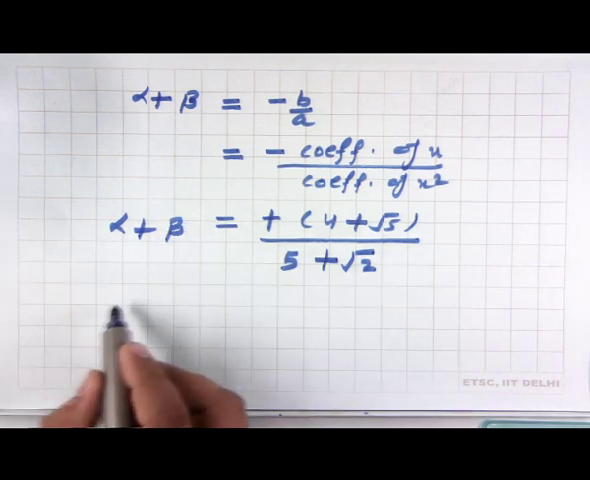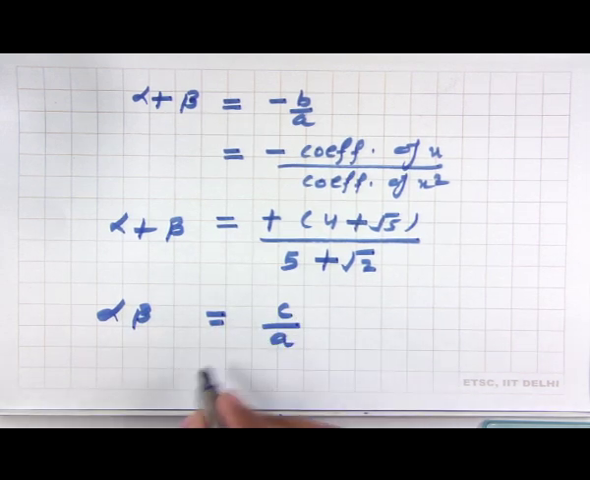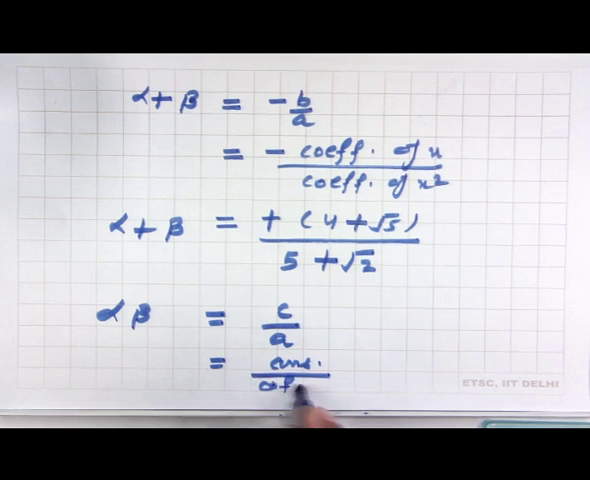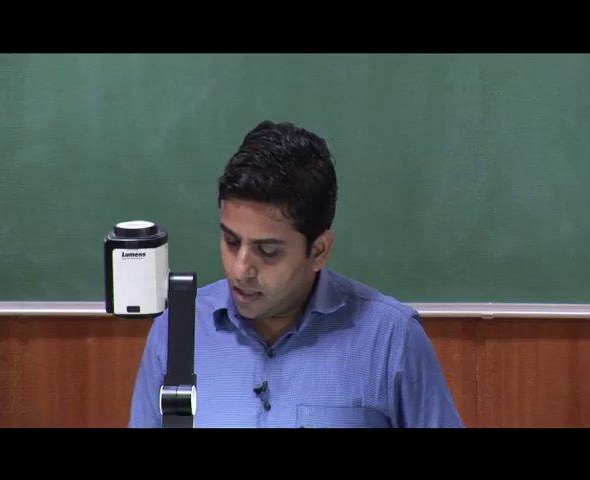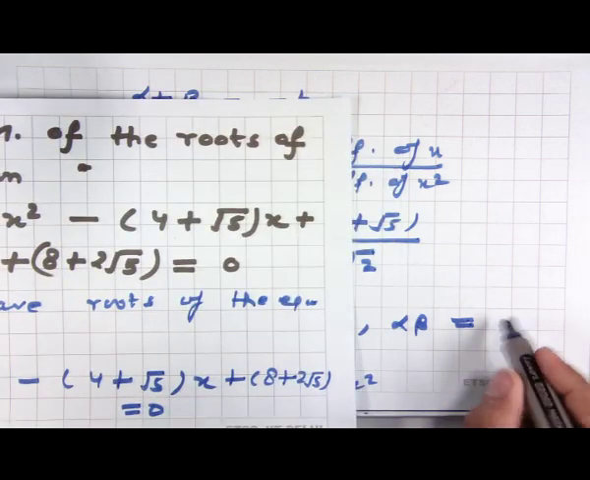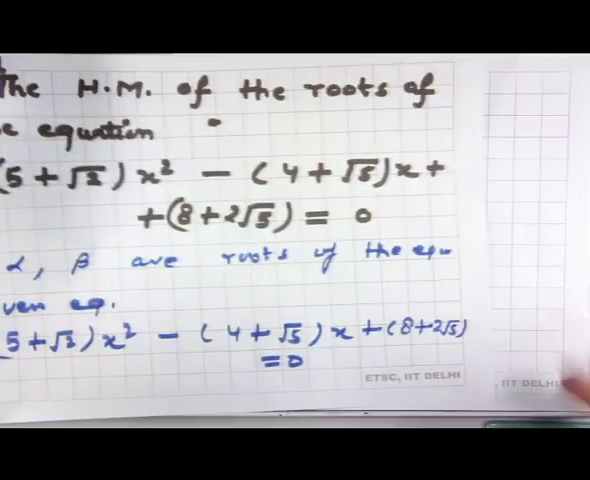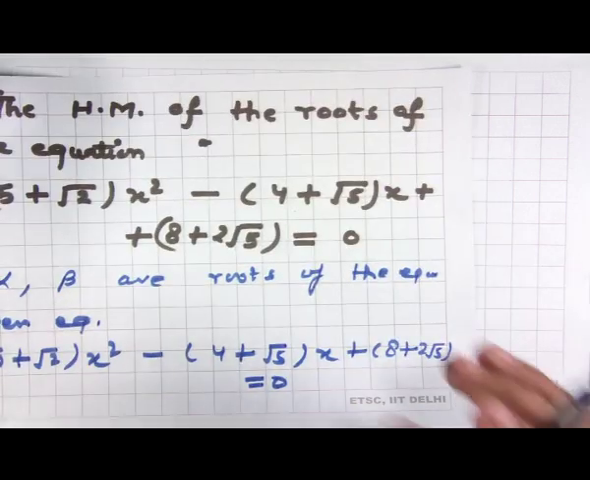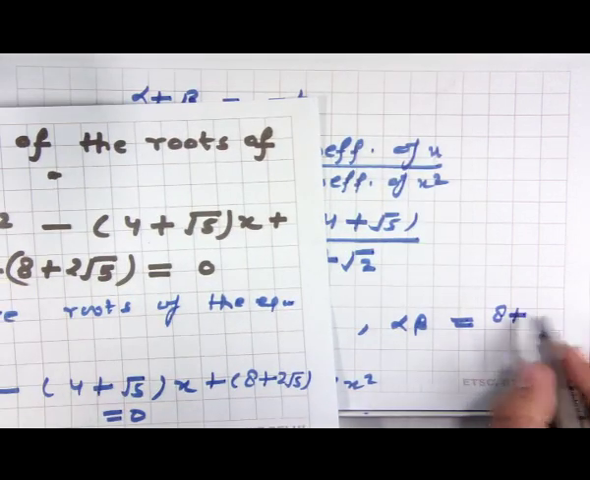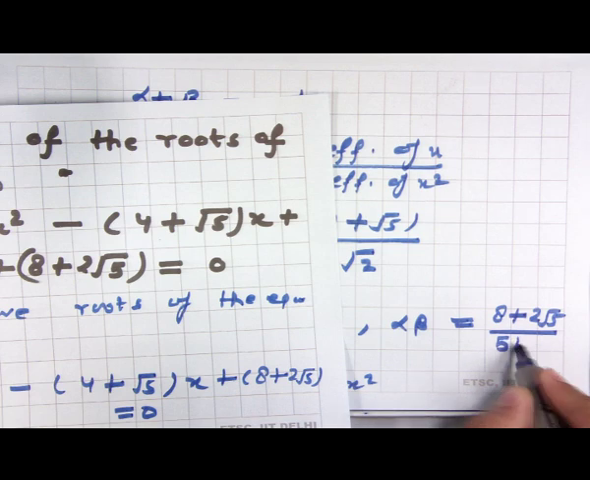Now we shall find the product of the roots, which is c over a, meaning the constant part over the coefficient of x². The value of αβ: the constant part is 8 + 2√5, there is no variable involved with 8 + 2√5. So αβ is (8 + 2√5) over (5 + √2).